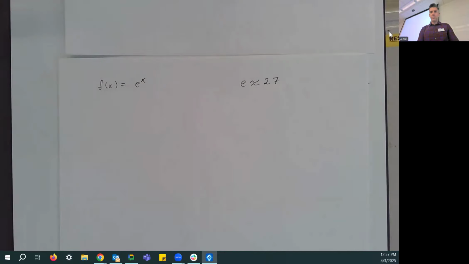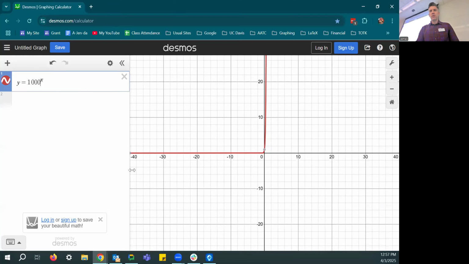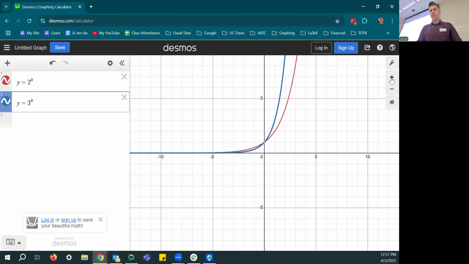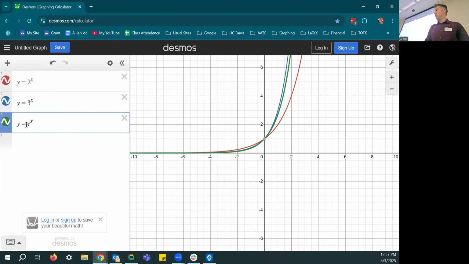In fact, just so you all can see a nice version of it, if we actually look at 2 to the x, and then we graph 3 to the x. Let's zoom in just a little bit here. We can see they do cross each other at the y-intercept, which is typical. And then if we graph y equal to e to the x, it is indeed between those two graphs, as it should be.